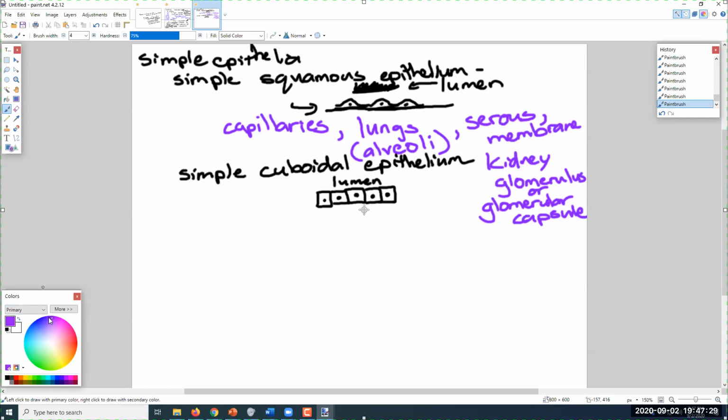And with simple cuboidal epithelium, you'll be able to see this in the kidneys. In the kidneys, these are called renal tubules. But once again, if you say kidneys, I'll be fine with that for now. Eventually, we will learn the different renal tubules and ducts. And also in the thyroid.